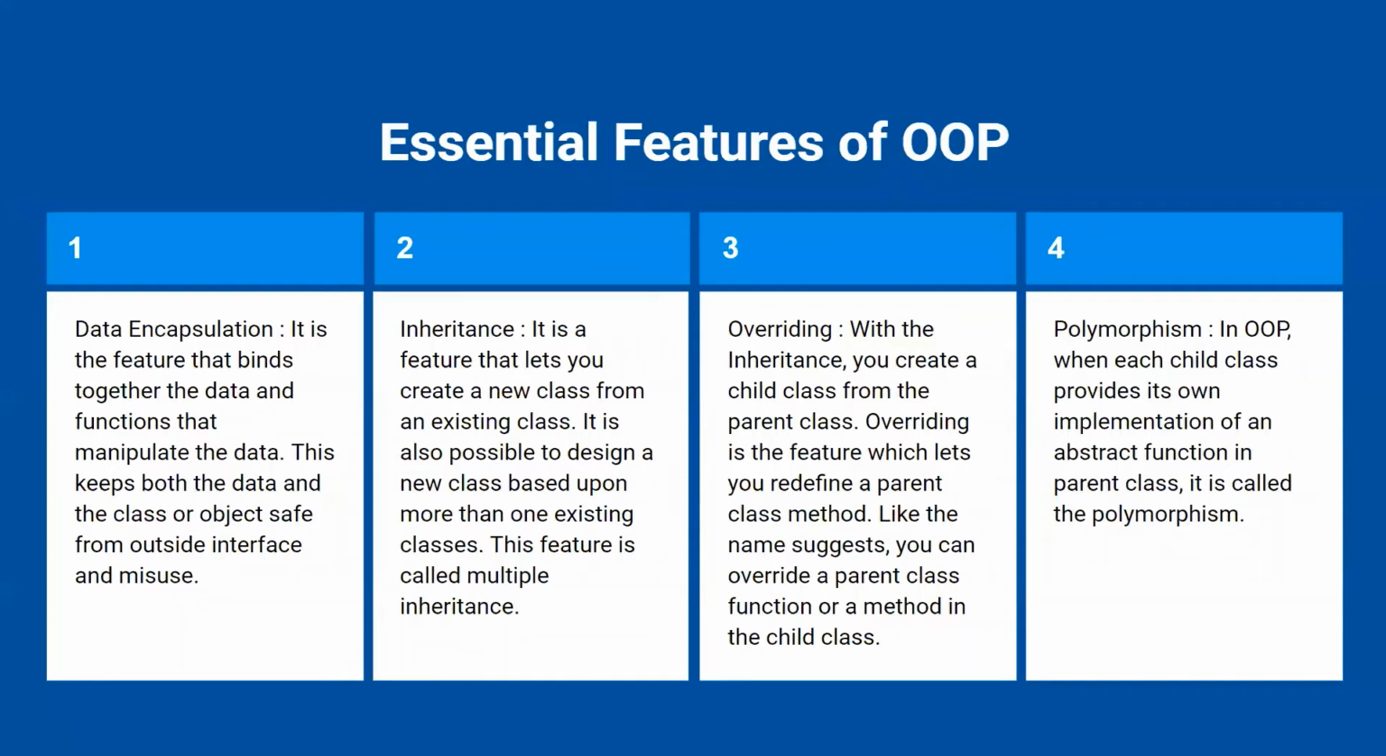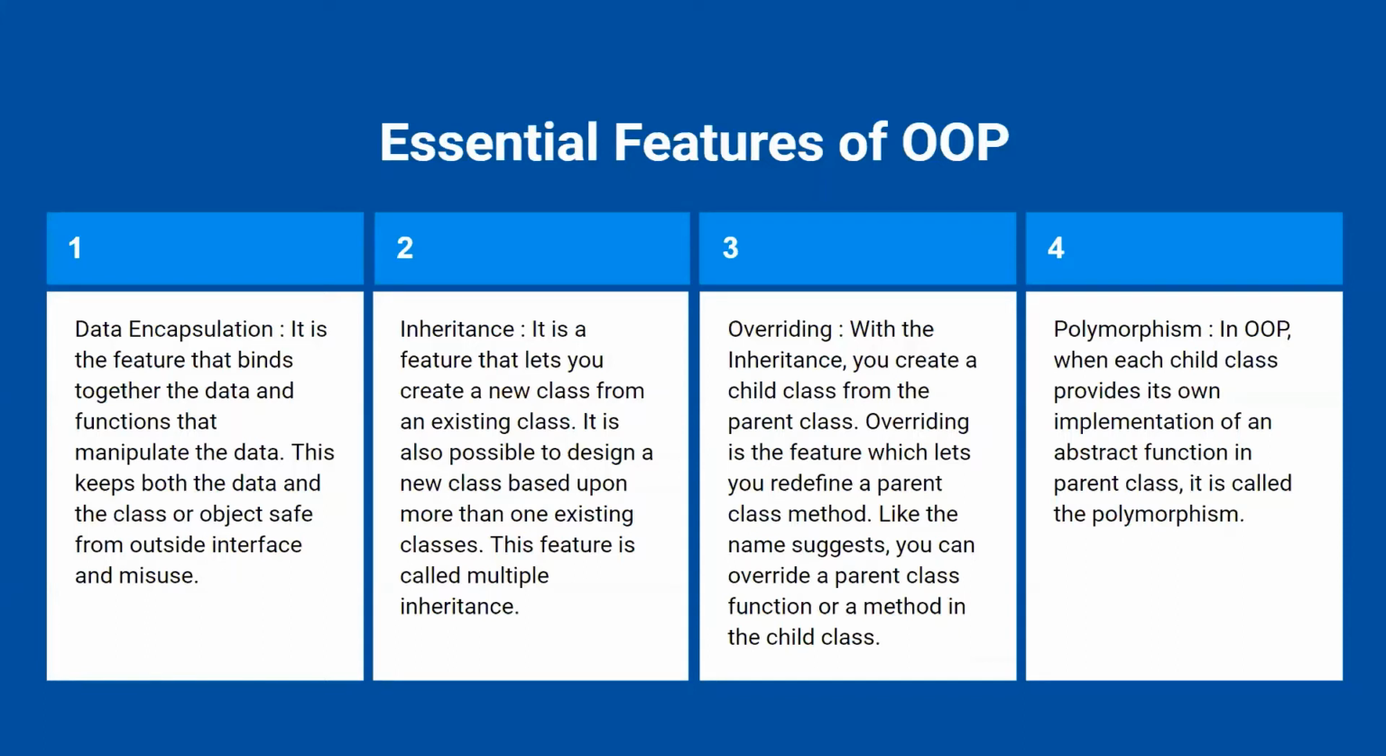First of all, we have data encapsulation. It is the feature that binds together the data and functions that manipulate the data. This keeps both the data and classes or objects safe from outside interference and misuse, so that no other user can extract your data from the system. We protect the data by using data encapsulation, and that data is only visible to the user who is currently using that function or classes and objects.